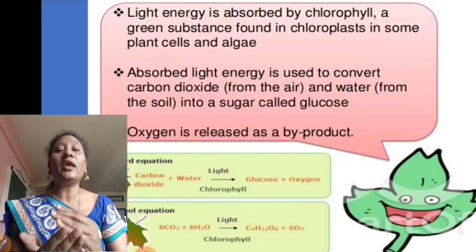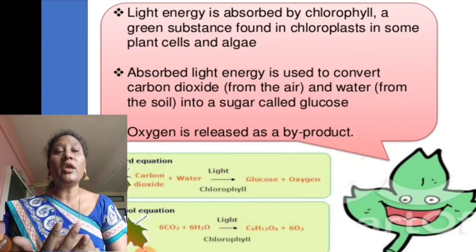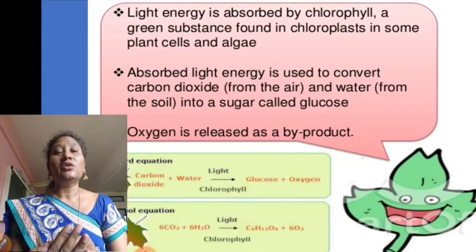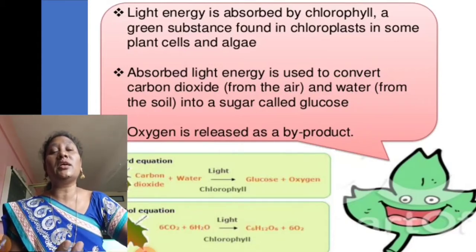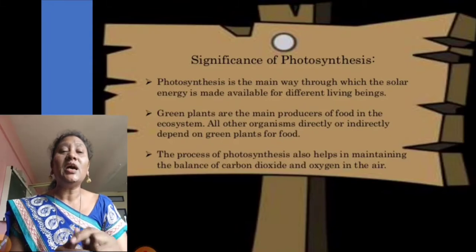This chlorophyll is able to absorb the solar energy and convert it into chemical energy, and it makes use of the carbon dioxide to form carbohydrates. During this process, oxygen is released as a byproduct. It is released as a byproduct.